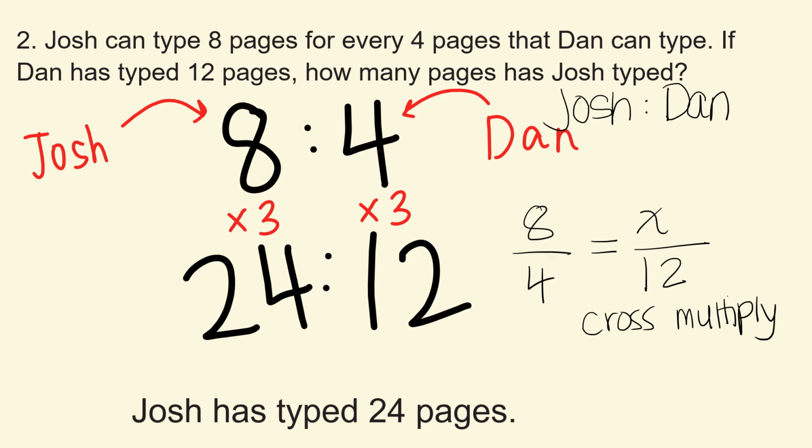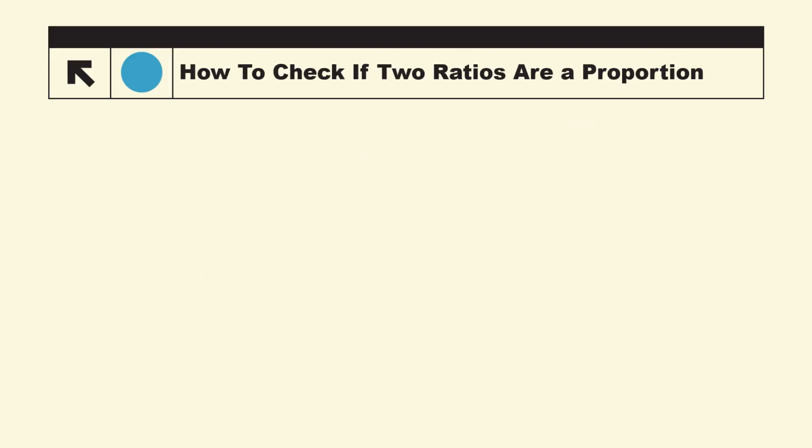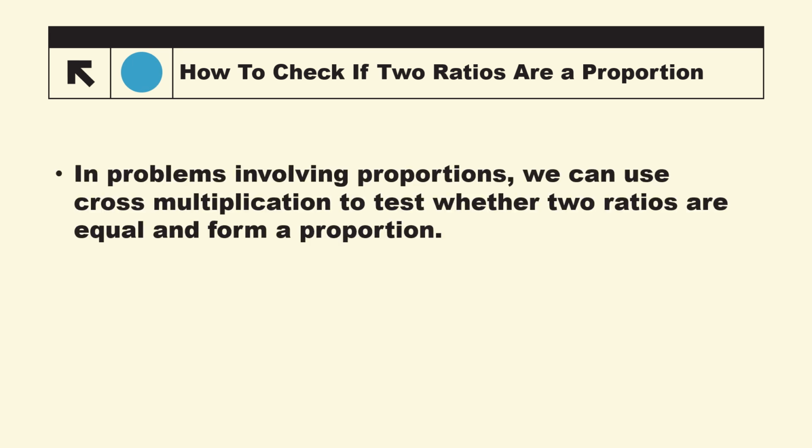All right, let's look at our last, I believe our last topic, and then we'll just look at examples. How to check if two ratios are a proportion. And we've already briefly mentioned this. We said that in problems involving proportions, we can use cross multiplication to test whether two ratios are equal and form a proportion. Right? So we know that anytime we're thinking about proportions, we want to have that tool of cross multiplication in the back of our mind.